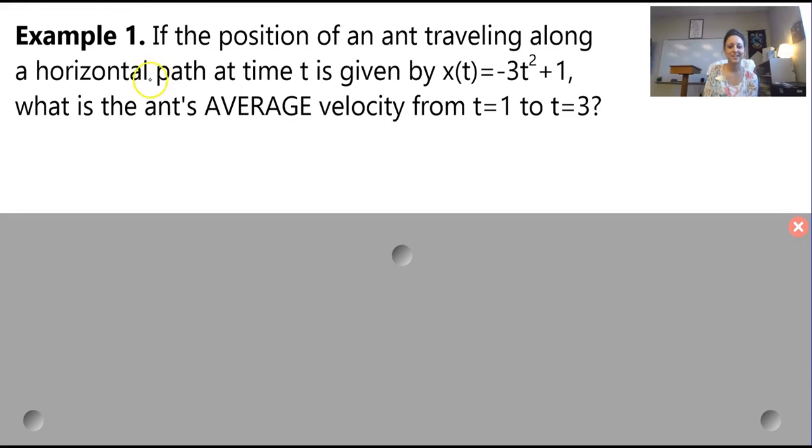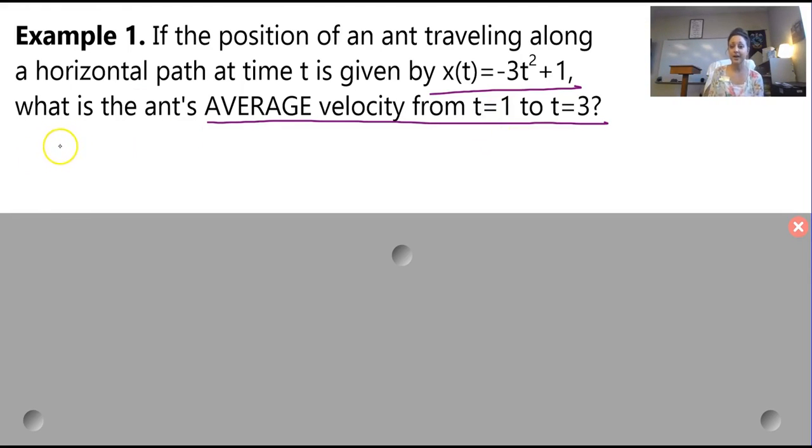Alright, so I've got example 1 here. It says if the position of an ant traveling along a horizontal path at time t is given by x of t equals, and could you just write this part for me, please? Negative 3t squared plus 1. What's the ant? And then go ahead and write average velocity from 1 to 3. And I'm using a different tablet, so I apologize. My writing might not be so great for this.